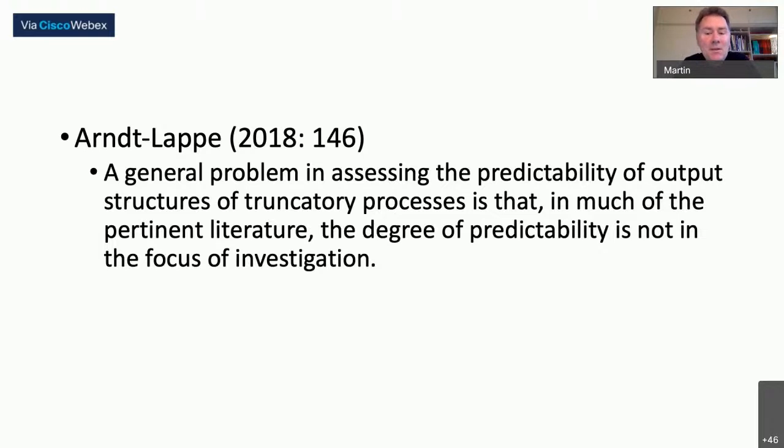And in fact, Sabine Antlappe, who has worked on clippings and shortened names, has expressed this in a recent paper where she calls for studies that try to build predictive models of how clipping works. Yeah? So she says, a general problem in assessing the predictability of output structures of truncatory processes, those are shortening processes. So a problem in assessing what will come out of word shortening is that in much of the pertinent literature, the degree of predictability is not in the focus of investigation.